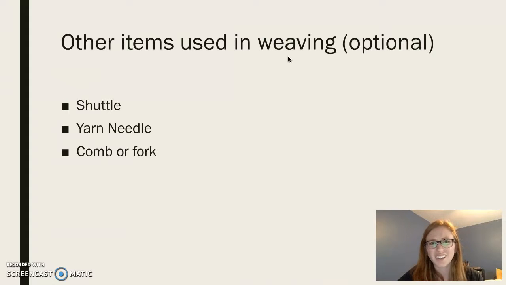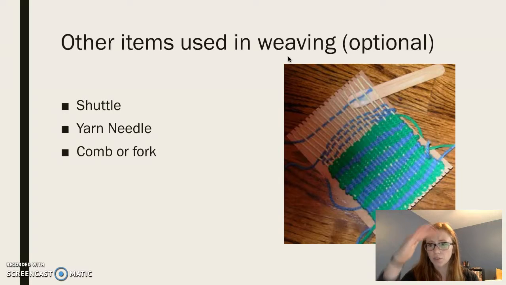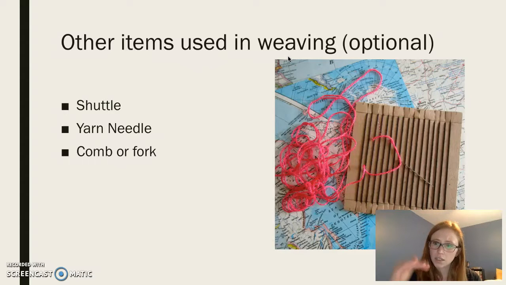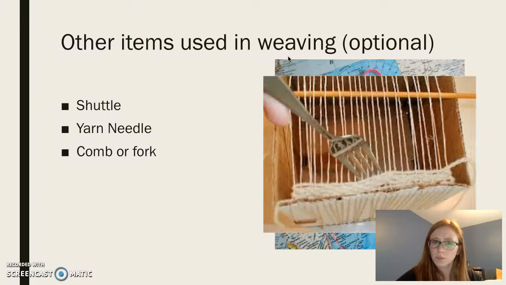Other items you might see in weaving but aren't really necessary for our project are something known as a shuttle, and that's just to help you weave through. We saw it on the Greek pot. A yarn needle, again, something to help you possibly quicken the weaving process, or a comb or fork, and that's so you can push together the weft lines, closing off your weaving design, your textile design.